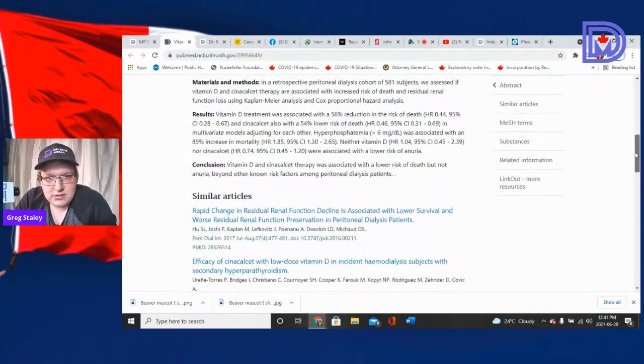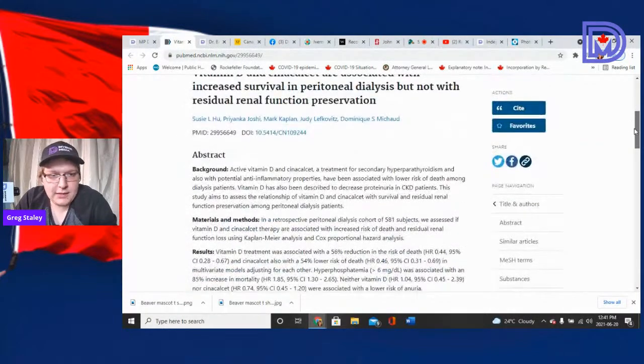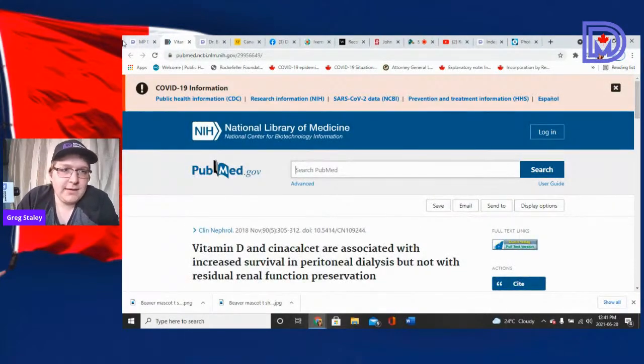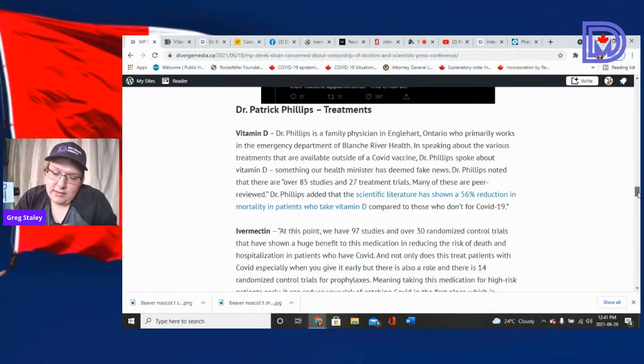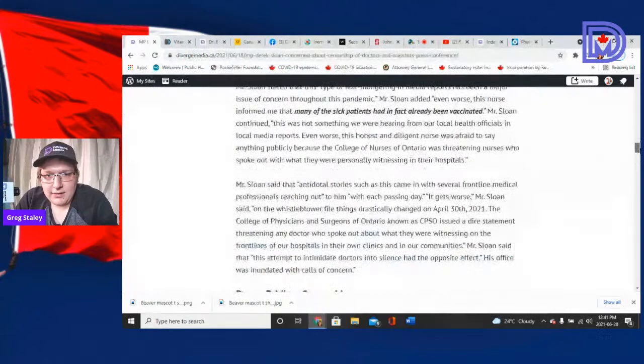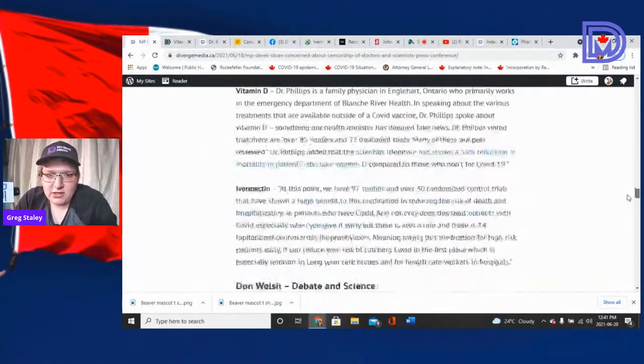I have the wrong study associated in here. No, that's problematic. I gotta correct that. But 56, it was pulled directly as a quote. That's why I have the wrong study in there. So he said 56% reduction vitamin D.